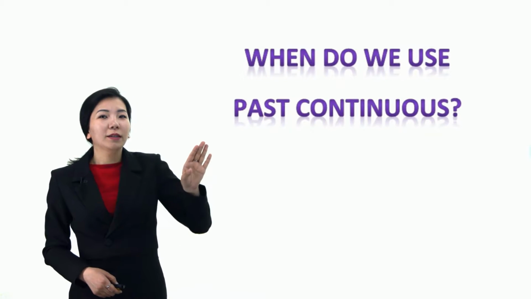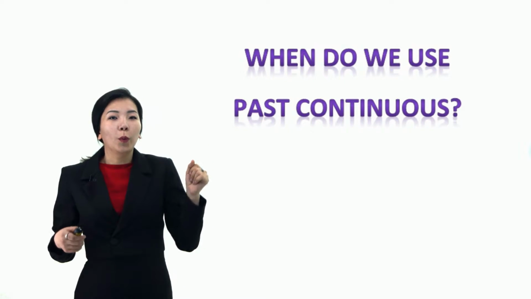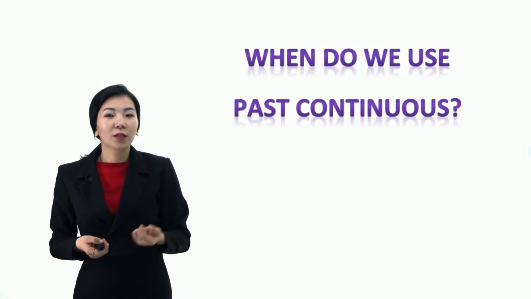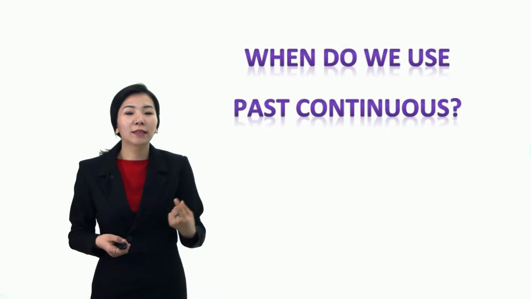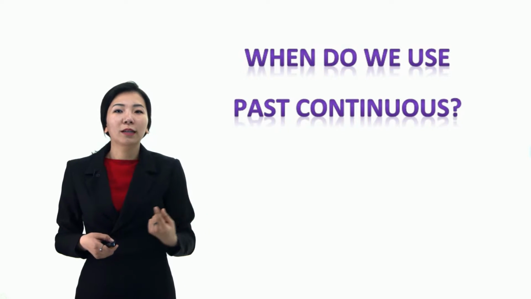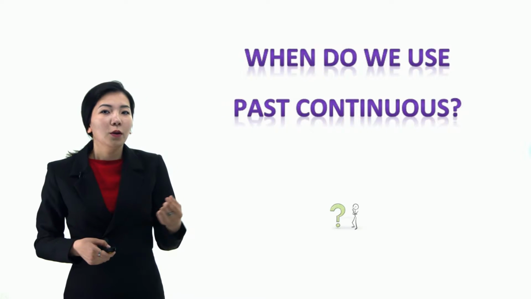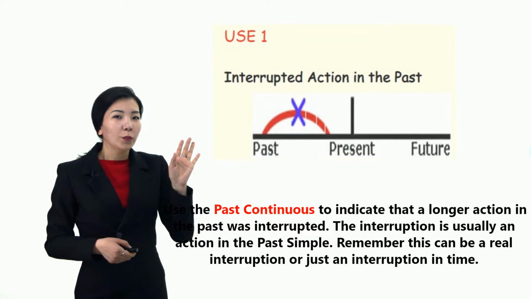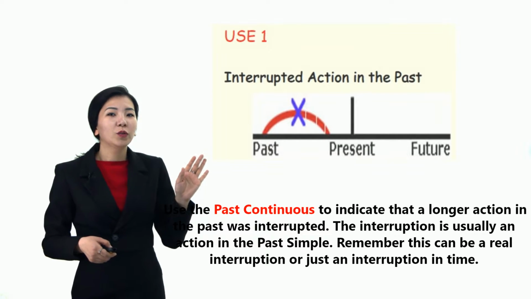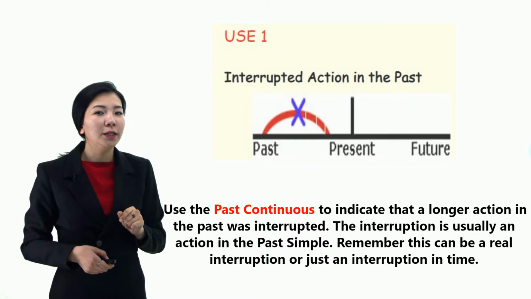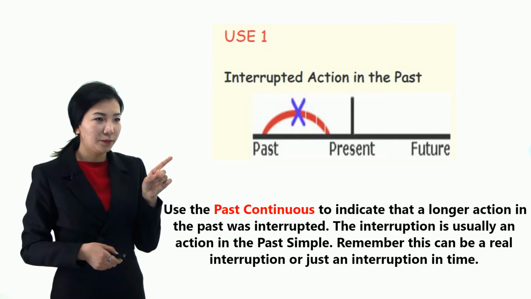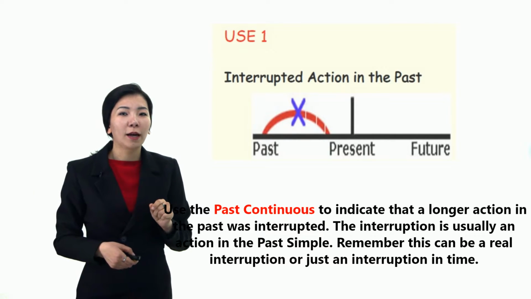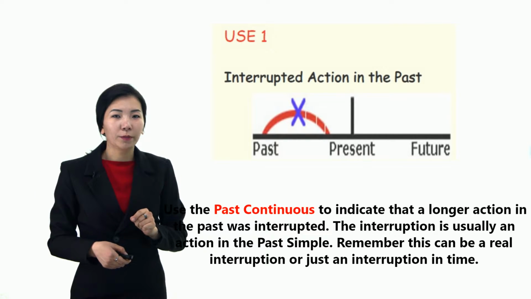So our next question is, when do we use past continuous? To answer this question, we need to look at the different uses of past continuous. First, we use the past continuous to indicate that the longer action in the past is interrupted. The interruption is usually an action in the past simple.